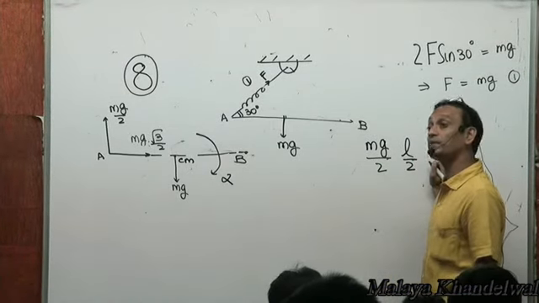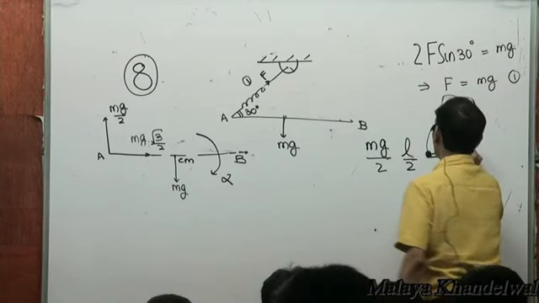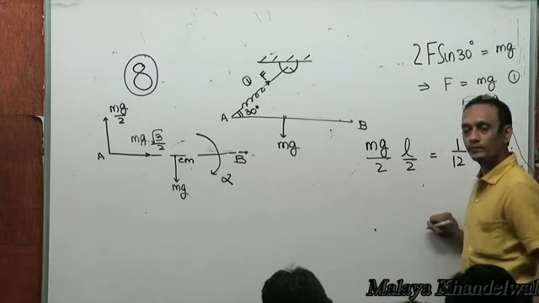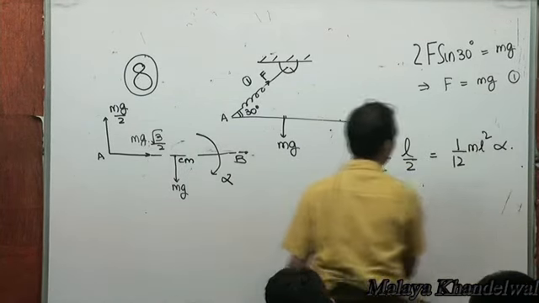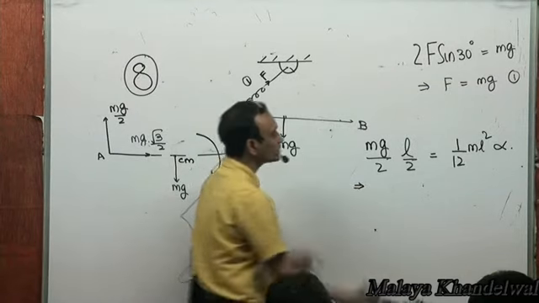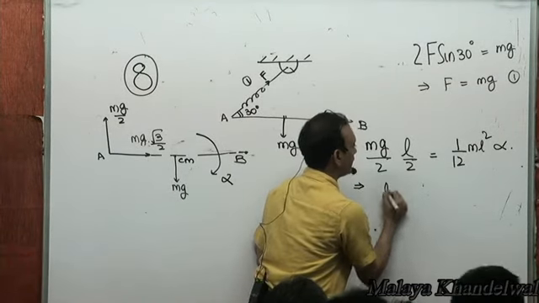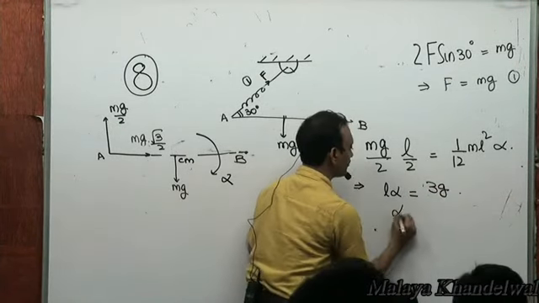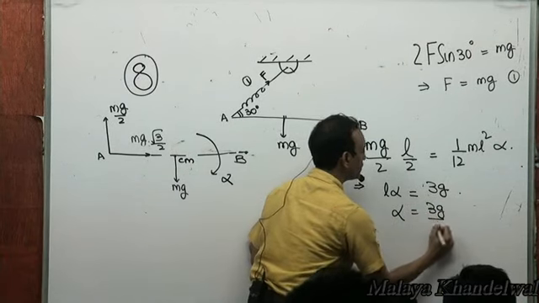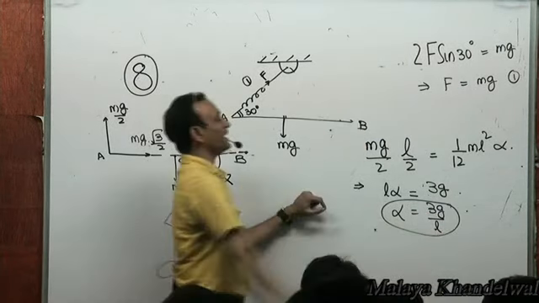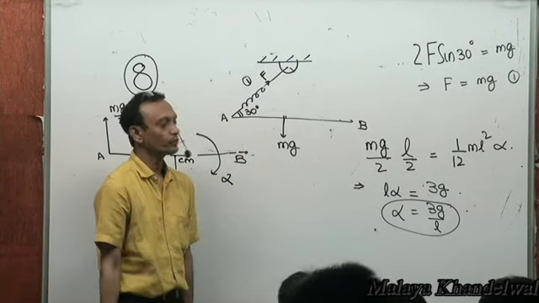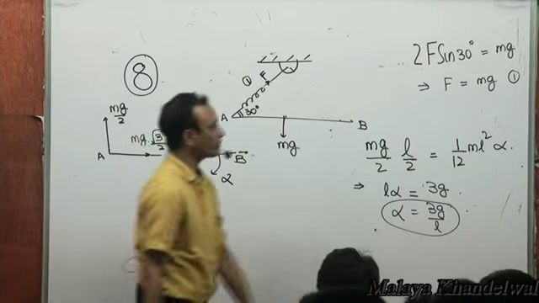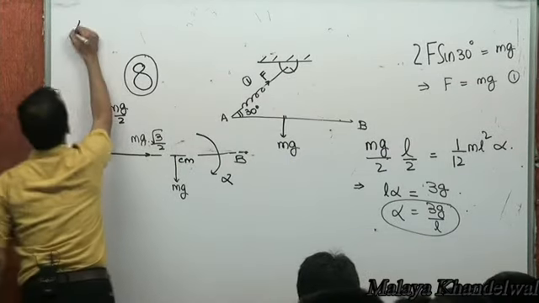That must be equal to I about the center of mass, which is 1/12 mL squared, into alpha, right? So we get L alpha equals 3g, alpha equals 3g by L. Alpha equals 3g by L, yes or no? So the angular acceleration is known to us. Okay. Let me note it down here.